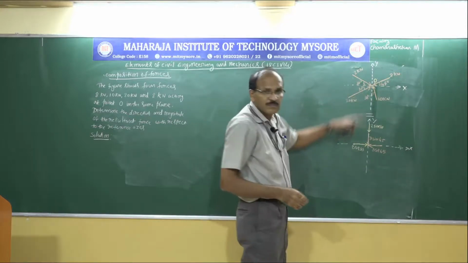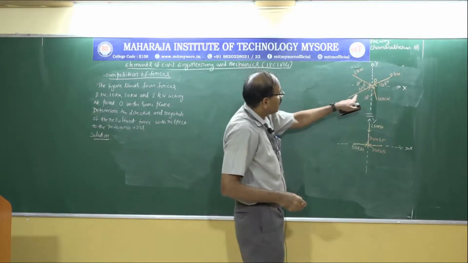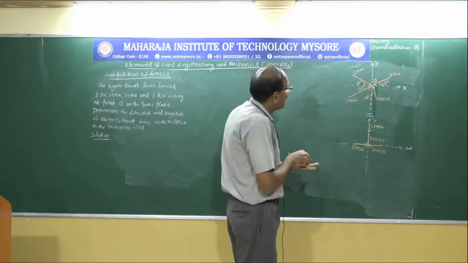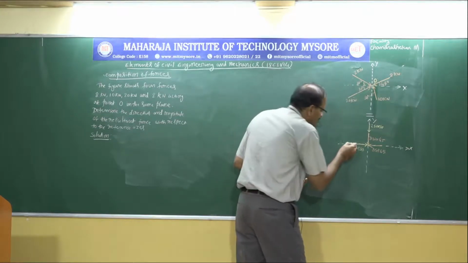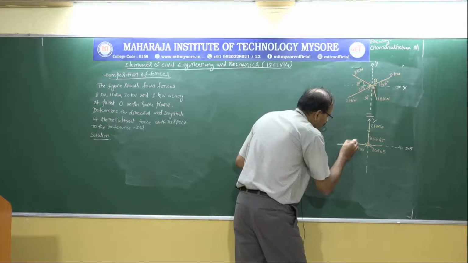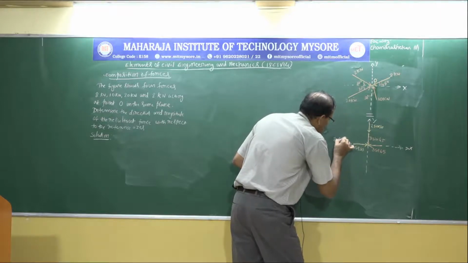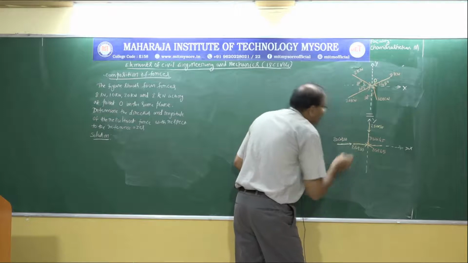Next, coming to this, what is the horizontal component? That is 20 cos 30.